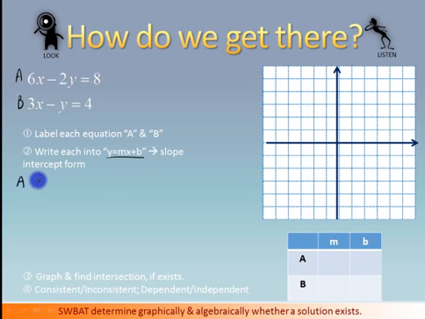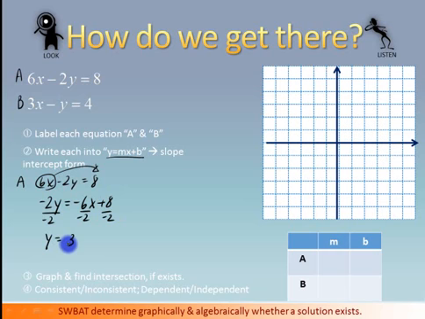So let's take A. So you have 6x minus 2y equals 8. Solve it for y. That means I'm going to subtract 6x from both sides. So you have negative 2y equals negative 6x plus 8. Divide every single term by negative 2. Continue to simplify. And you have y equals 3x minus 4.